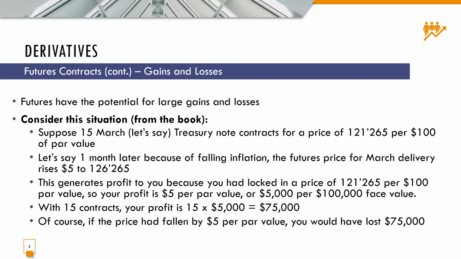Your profit is $5 per $100 of par value, or $5,000 per $100,000 face value. With 15 contracts, your profit is 15 times 5,000, which equals $75,000. Of course, if the price had fallen by $5 per par value, you would have lost $75,000.